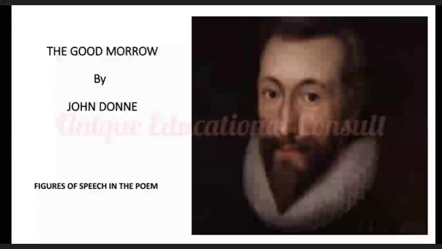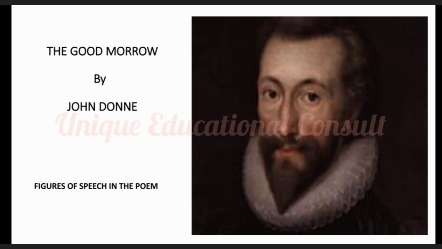And in the lesson today, we are still continuing that particular poem, The Good Morrow, written by John Donne. The poem is one of the non-African poems recommended by the West African Examination Council. So previously in the lessons, we have looked at the background of the poet and of the poem, so also poetic devices, and so also figures of sound. And today in this lesson, we want to look at the figures of speech as found in the poem.